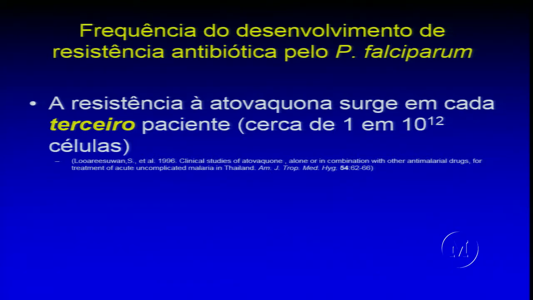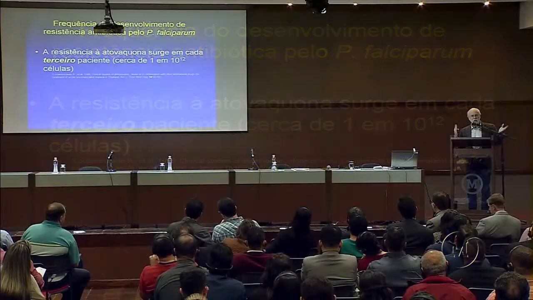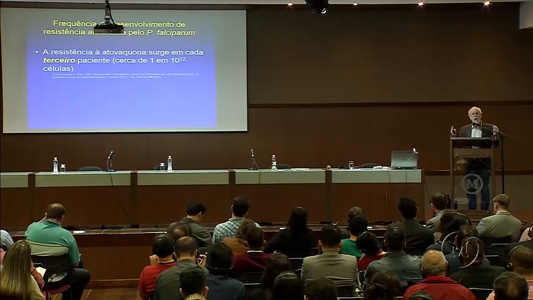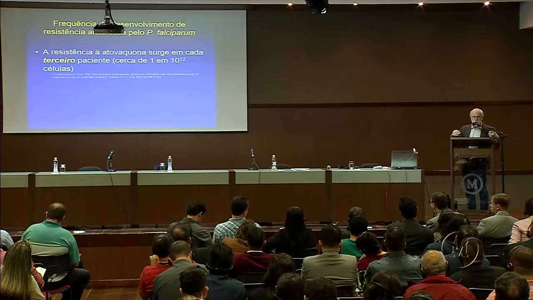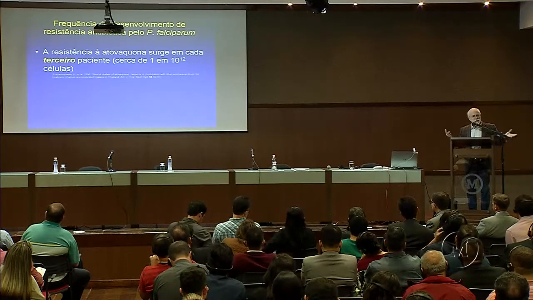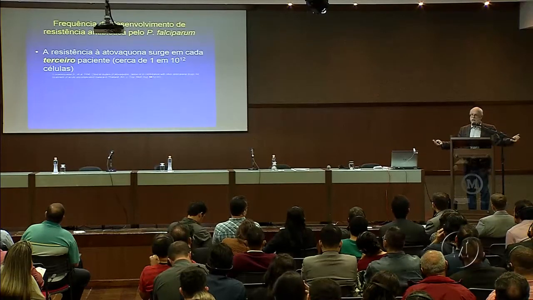So doctors in a clinic, if there are 100 patients, could give atovaquone to everybody, and roughly 30 of the patients would spontaneously not be cured by the atovaquone. There would be malaria in those patients that had a mutation that could resist the drug.